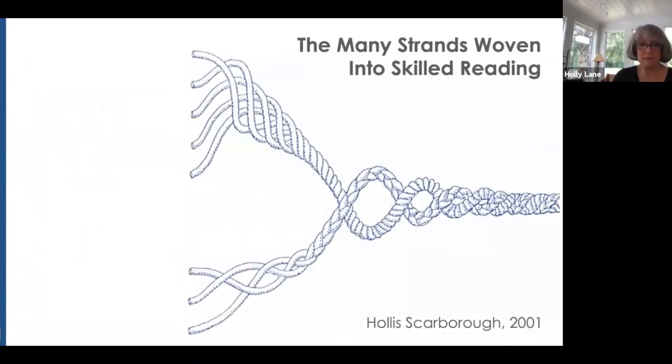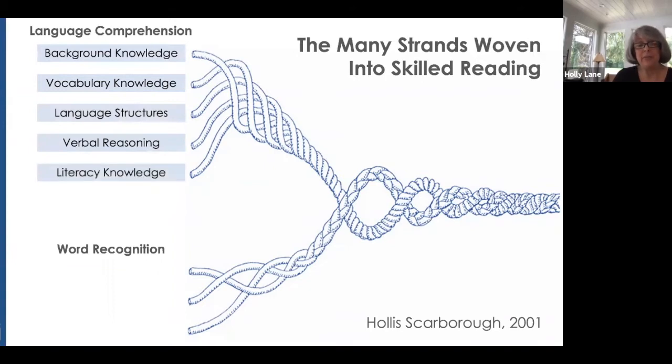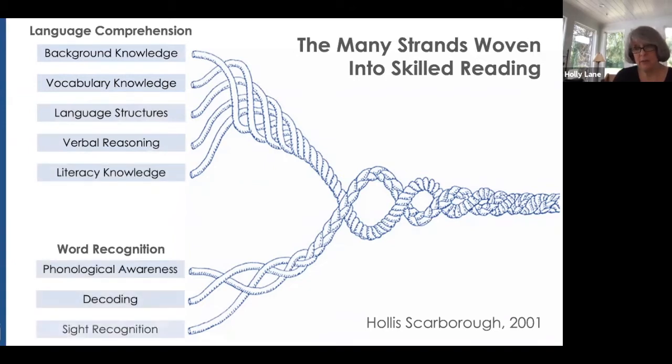You may have also seen this depicted in this rope metaphor that Hollis Scarborough developed, with the idea that we've got two larger strands that get woven together, and each of the strands has smaller strands associated with it. And as these get woven together, then reading starts to become more skillful. So as language comprehension strands get woven together, then those strategies become more strategic.